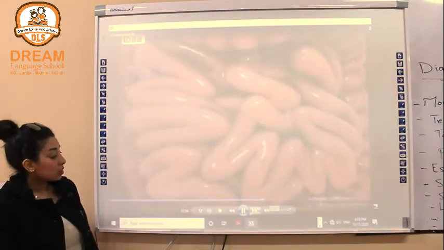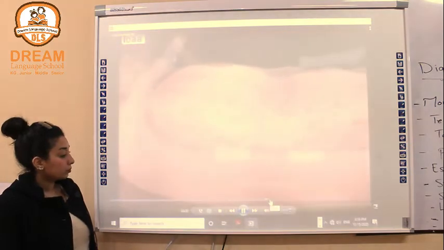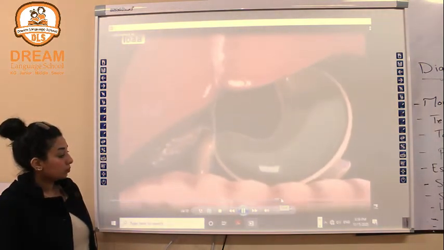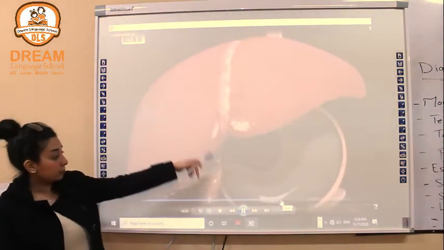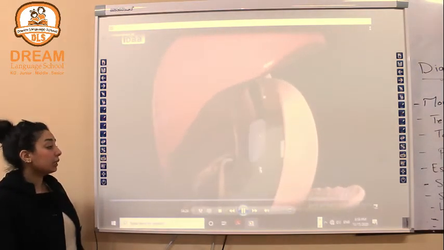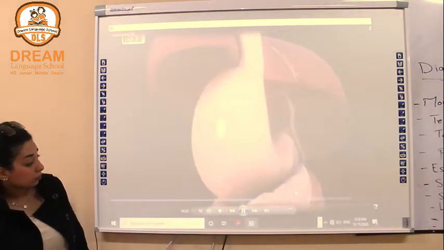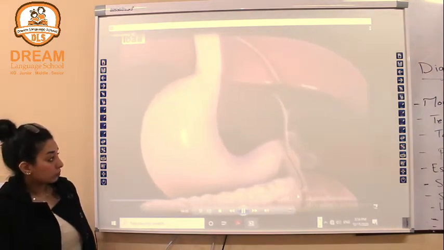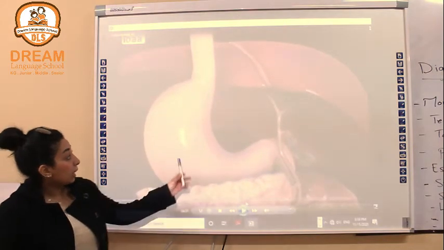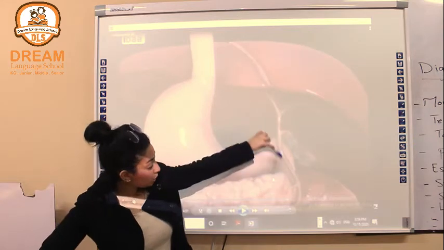Small intestine. So this is the ileum. This coiled one is the ileum. Liver, stomach. You will see now the duodenum and liver and the pancreas. Now, this is the stomach, it is like a sac, and we will go to the duodenum.